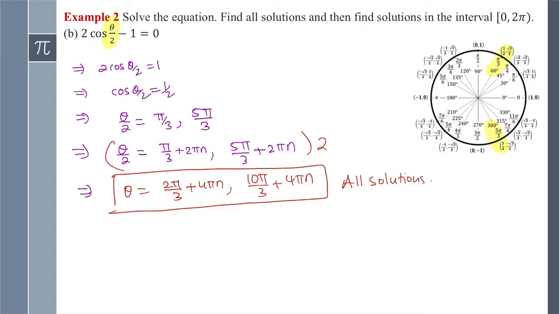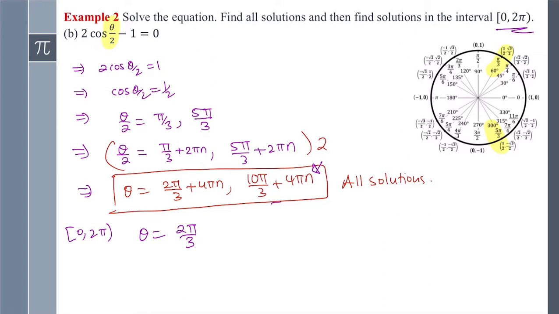Now let's go ahead and find the solution in the interval 0 to 2 pi. To find the solution, first we'll put n equals 0. When we put n equals 0, we get 2 pi over 3. So this is still less than 2 pi, so we take that solution. In the second one, if we put n equals 0, we get 10 pi over 3, which is greater than 2 pi, so we cannot take that. So we don't get any solutions from the second one in the interval 0 to 2 pi.